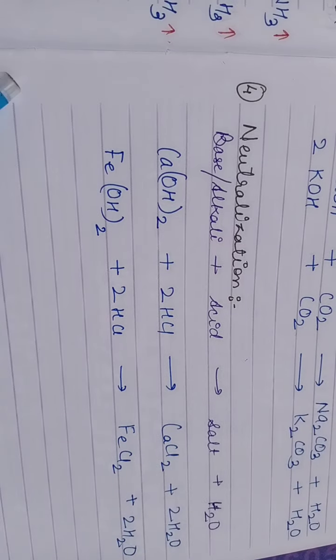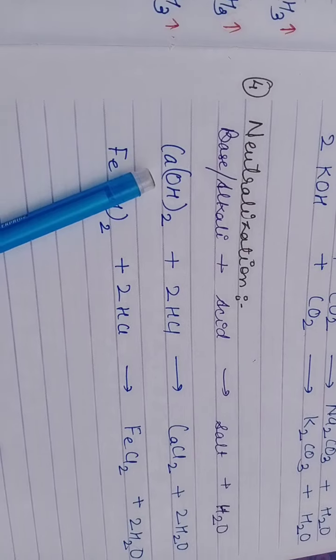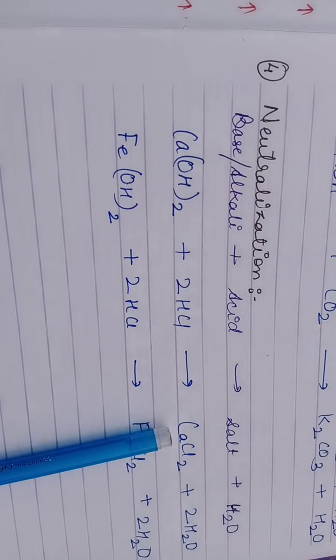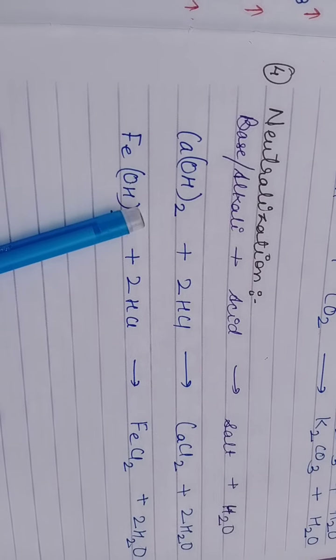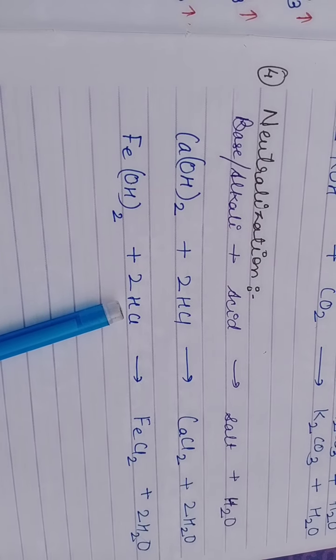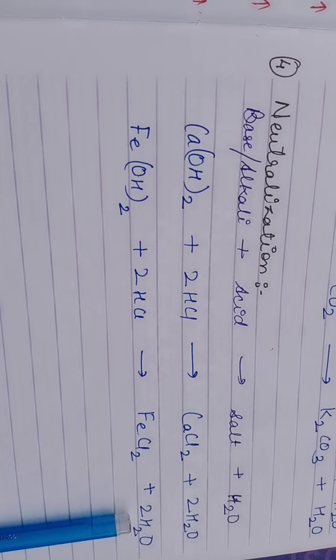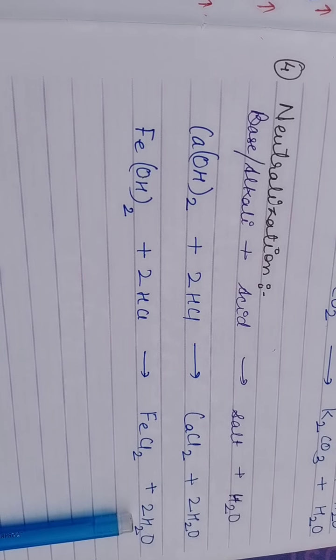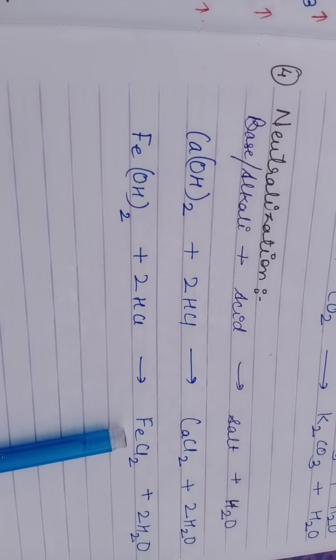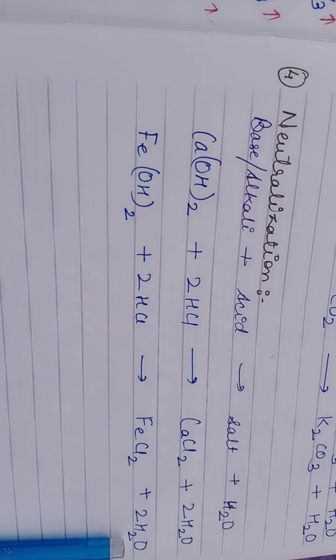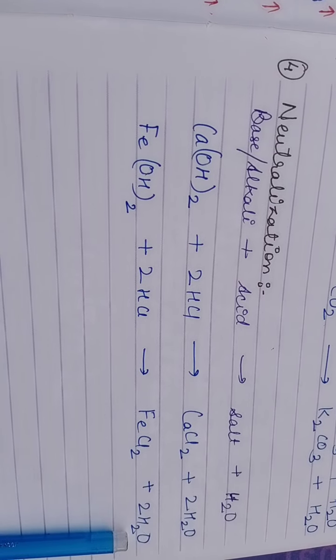This is neutralization reaction. So we have calcium hydroxide, you treat it with HCl, it will give you calcium chloride and water. Ferrous hydroxide, you treat with HCl, it will give you ferrous chloride, FeCl2 plus 2H2O. Okay, I hope that you have understood.